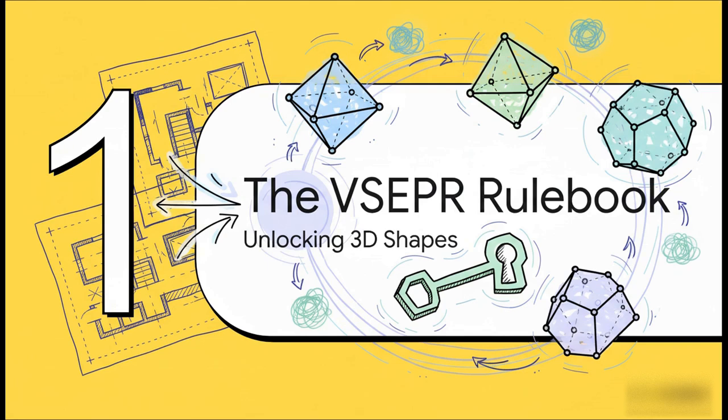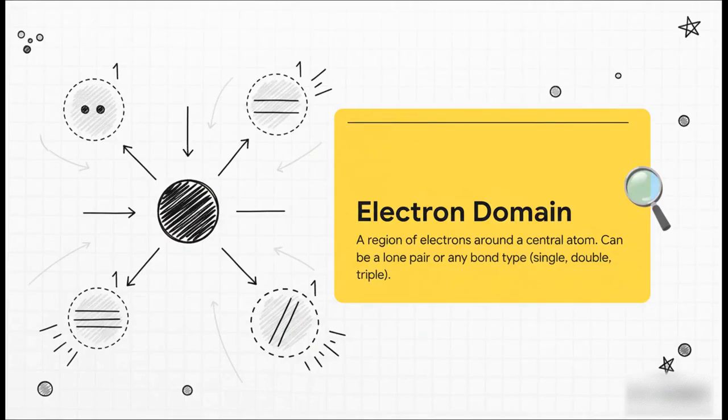So how do we get from that flat blueprint to the 3D reality? Well, the answer is this beautifully simple but incredibly powerful idea called VSEPR theory. You can think of it as our official rulebook for unlocking that hidden third dimension and figuring out a molecule's true shape. Now, before we can use the rulebook, we have to get one key term down, the electron domain. It's just a fancy way of saying a region where electrons are hanging out around the central atom.